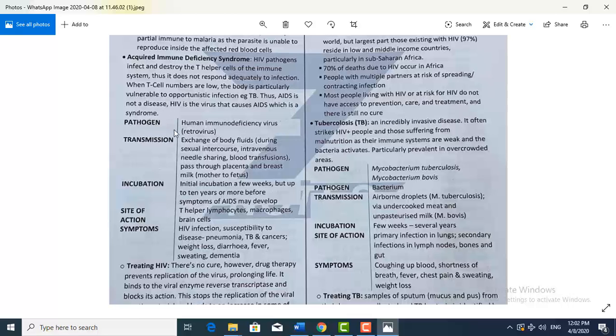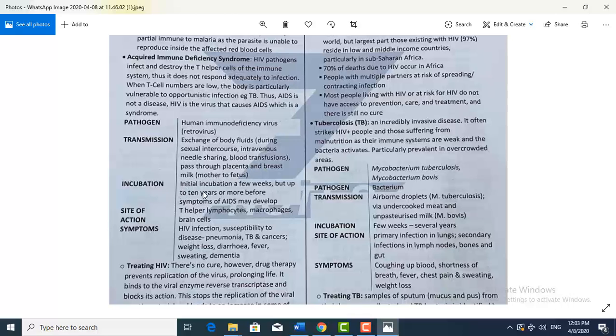Okay, the pathogen here is a virus. It's a retrovirus. The transmission: exchange of body fluids during sexual intercourse, intravenous needle sharing, and blood transfusion as well can be very dangerous. Plus, a pregnant woman, if she's a carrier or has the virus, her child or fetus or baby could be affected, whether she's breastfeeding or while the baby's still in her tummy.